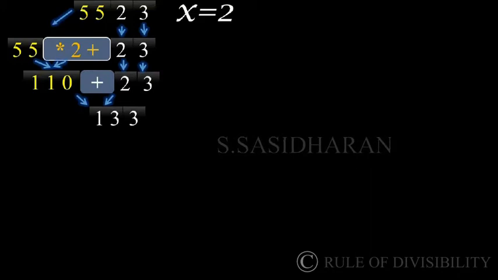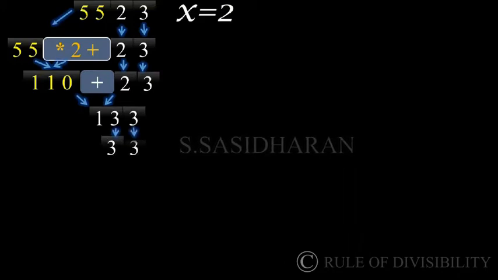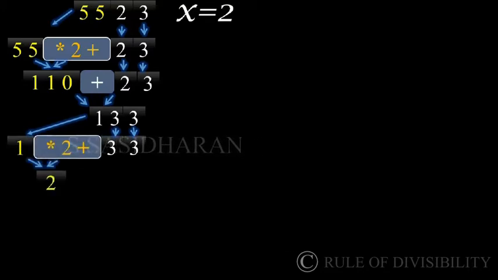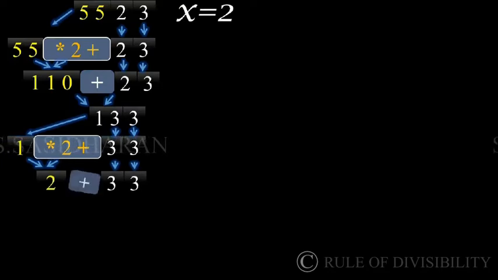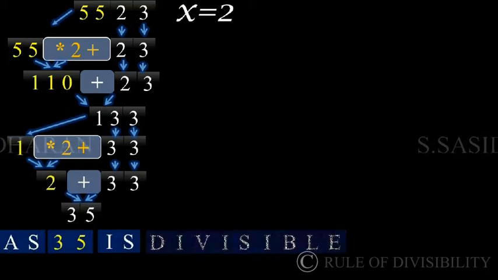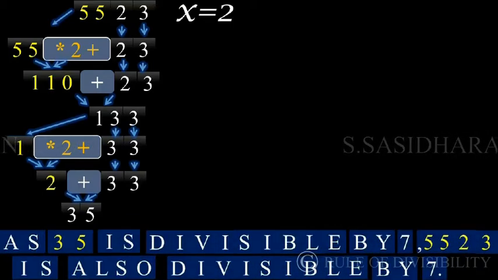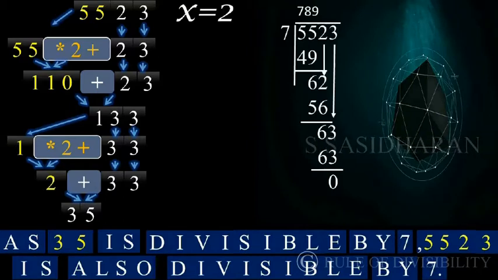And this can also be simplified with the same syntax. Leave the last 2 digits, which is 33, and multiply 1 with the magical number 2, and we get 2 as a resultant. Add this 2 with the remaining 2 digits 33. The resultant is 35, which is divisible by 7. Now it is proven that 5523 is also divisible by 7.